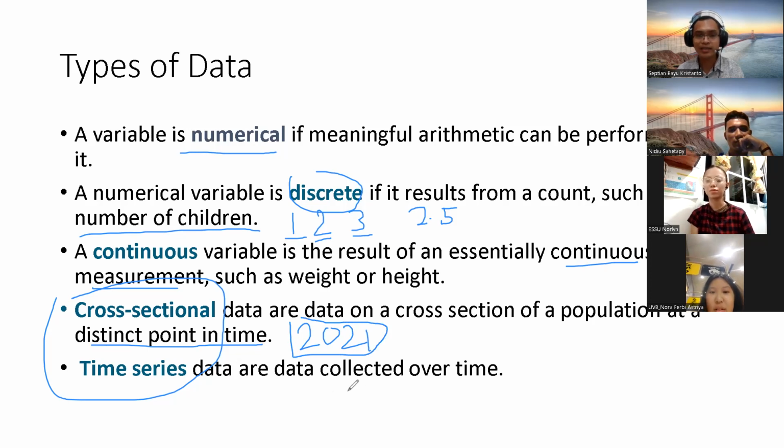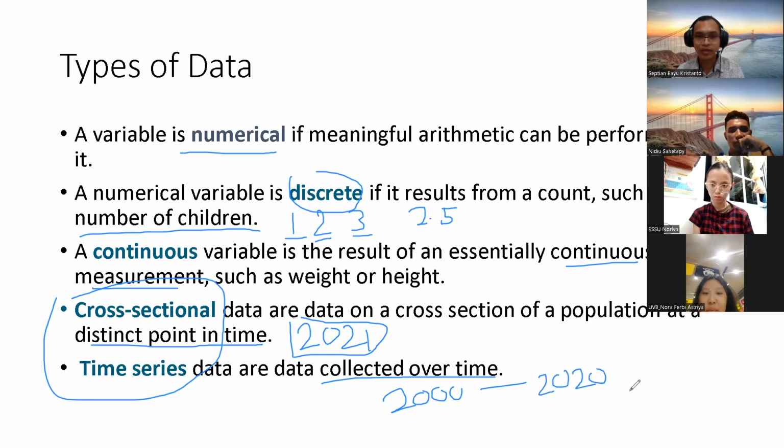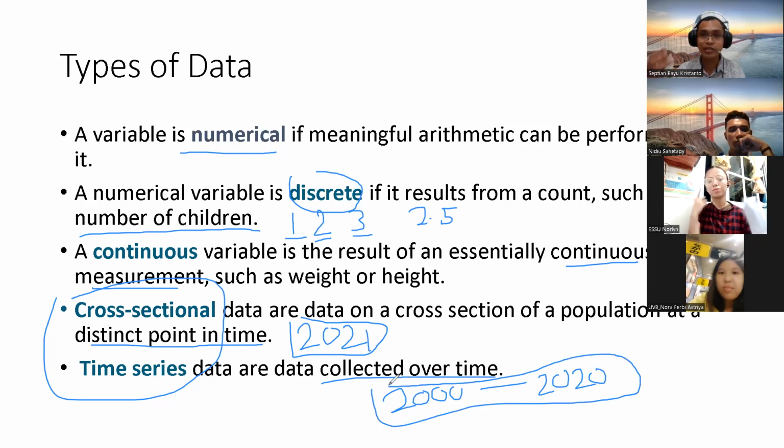But for time series, you collect data over time, like collecting the number of people, maybe in Indonesia or the Philippines, from the 2000s until 2020, like this one. These are the different characteristics of cross-sectional data and time series data. Okay.